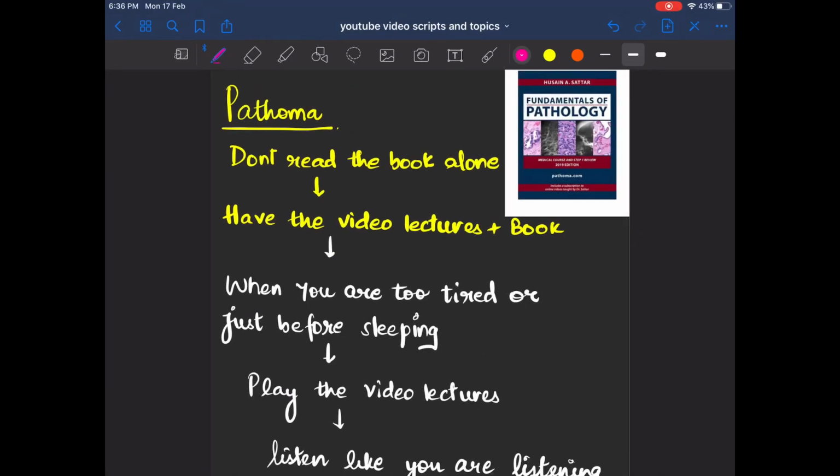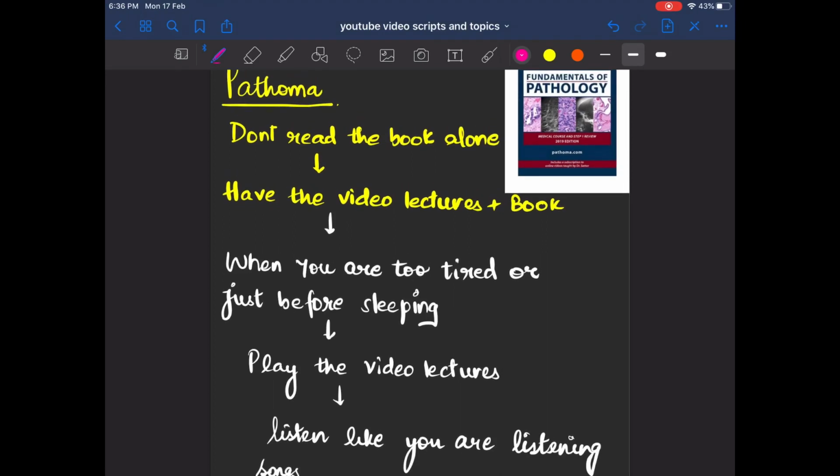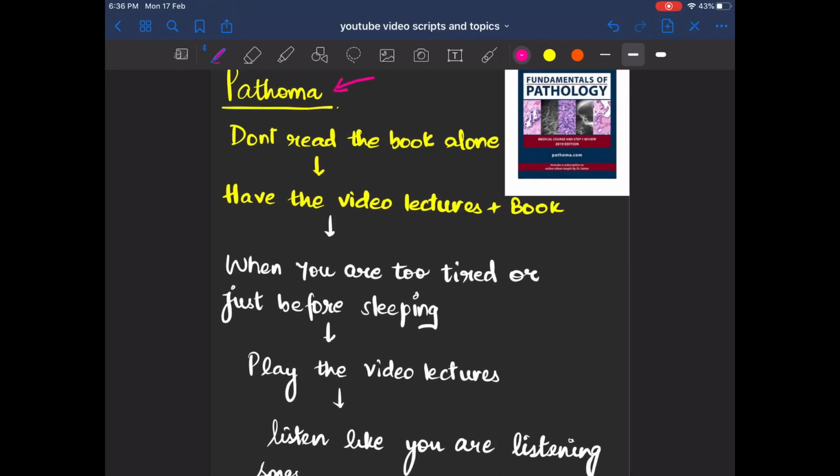Now coming on to the first backbone of USMLE Step 1, that is Pathoma. Pathoma is basically a book of pathology, which is really a gem. Each and every word written in Pathoma is basically a high yield point, and it comes with a video lecture series. So you don't just have to read the book alone. You have to listen to the video lectures along with the book.